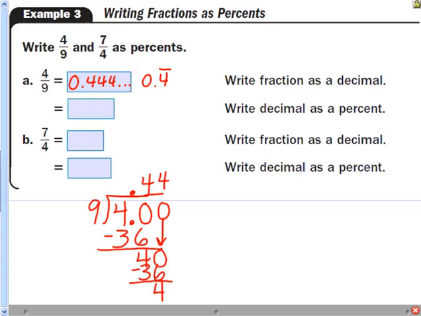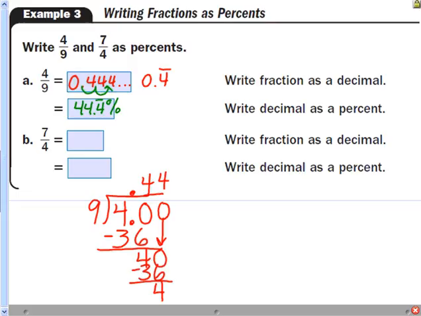Now thinking of it in percent form, I'm going to move my decimal point to the right twice. So it looks like I'm going to get 44.4 repeating percent. So almost 44.5%, or you could say it's a little over 44%.